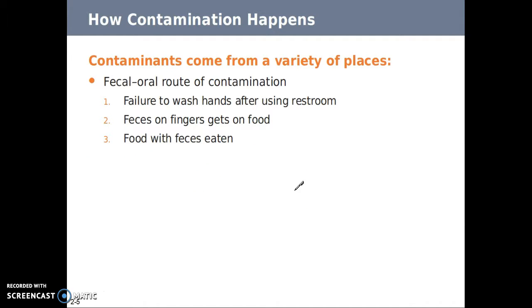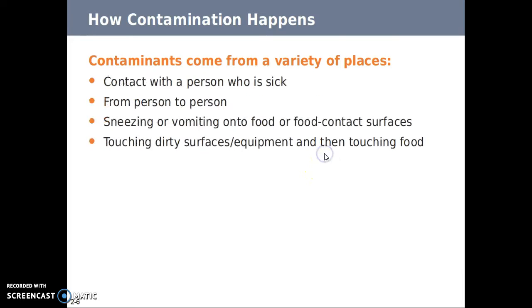Contaminants come from a variety of places. The most common is the fecal-oral route of contamination. Failure to wash hands after using the restroom, feces on fingers gets on food, and food with feces gets eaten. Contaminants also come from contact with a person who is sick, from person to person, sneezing or vomiting onto food or food contact surfaces, and touching dirty surfaces or equipment and then touching food.